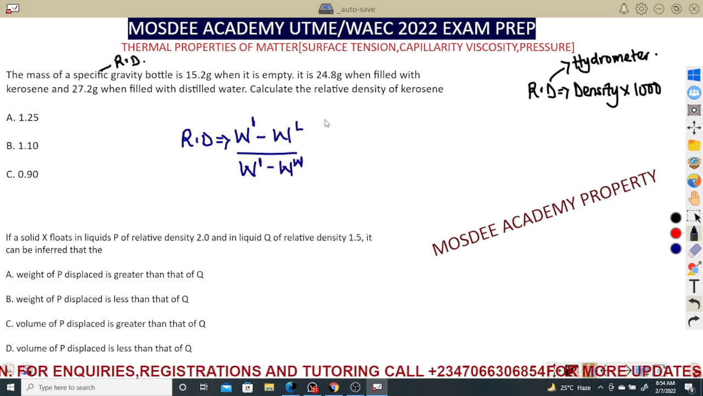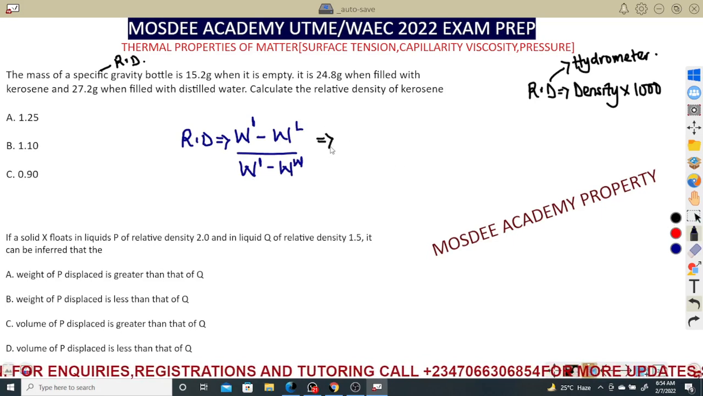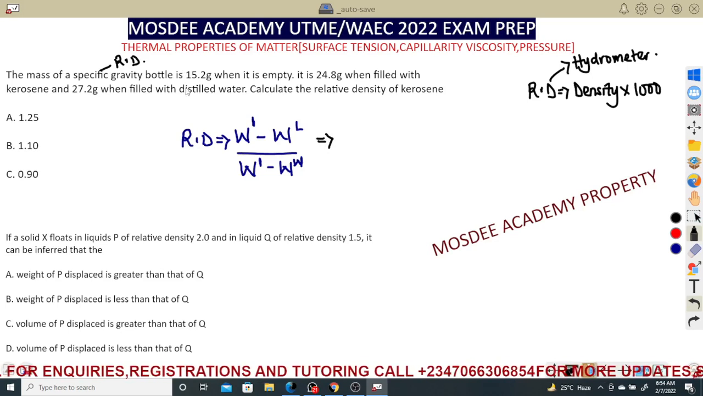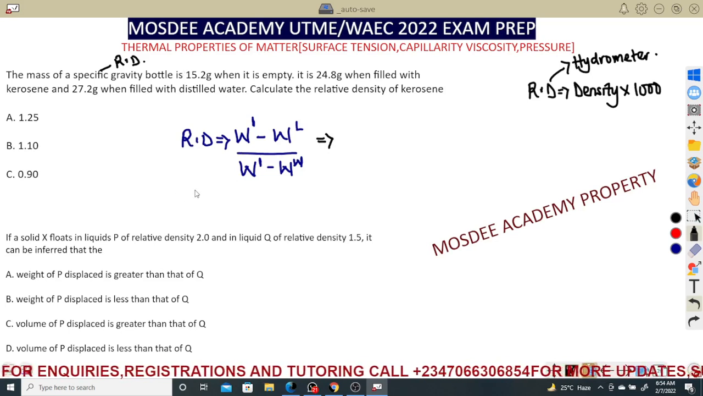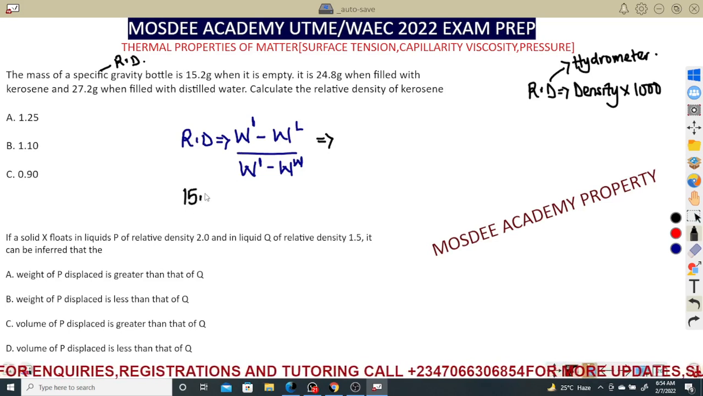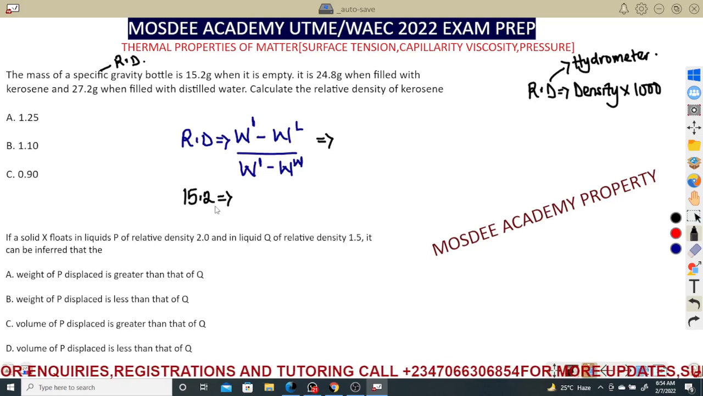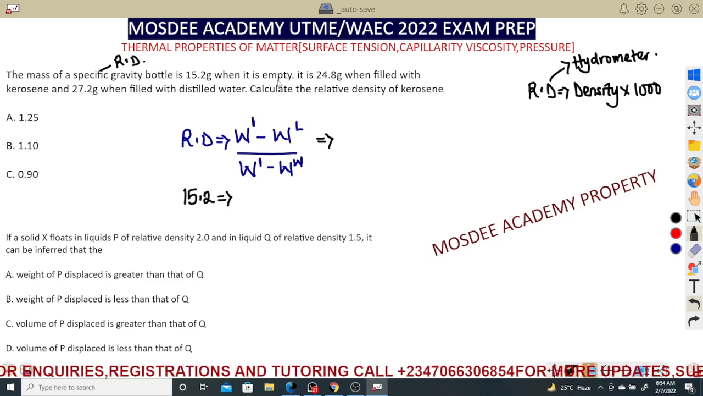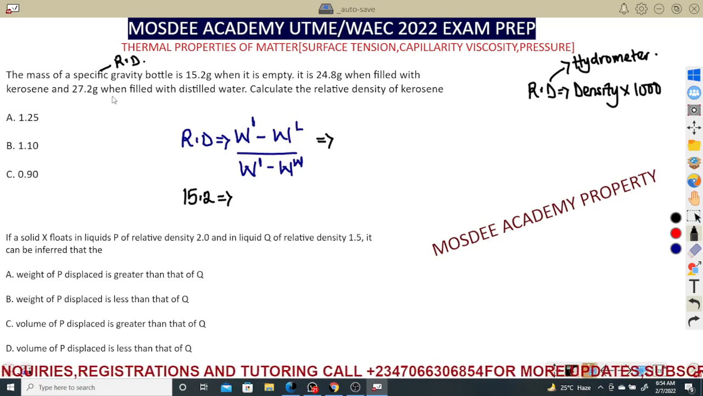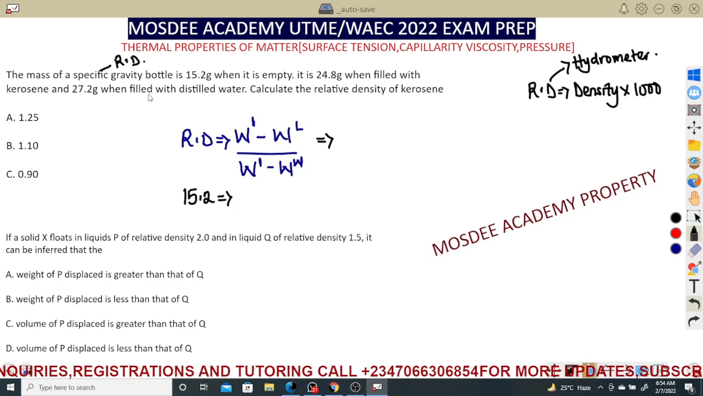So guys, in continuation of this, I'm going to break this down. I'm going to have the relative density of the substance as 15.2. The bottle is 15.1 when empty. It is 24.8 when filled with kerosene, the liquid is kerosene, and it is 27.2 when filled with water.